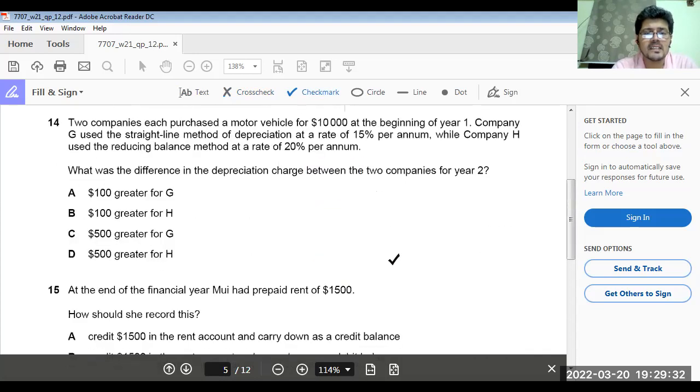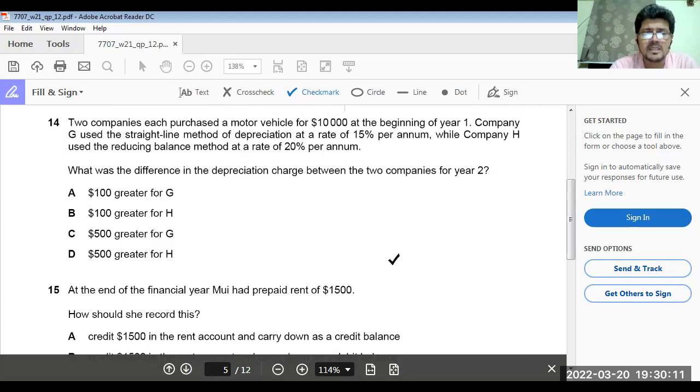Okay, what about 14? Now, two companies each purchase a motor vehicle for $10,000 at the beginning of year 1. Company G uses the straight line method at the rate of 15%, while company H uses the reducing balance method at the rate of 20%. What was the depreciation charge? The charge means what we have to report in the income statement, not in the balance sheet. In the balance sheet, we report provision for depreciation. Now, when we are reporting depreciation in the second year's income statement, what would be the amount? So what we have to do, 10,000 multiplied by 15%. The straight line method would show 1,500. Every year it will show 1,500.